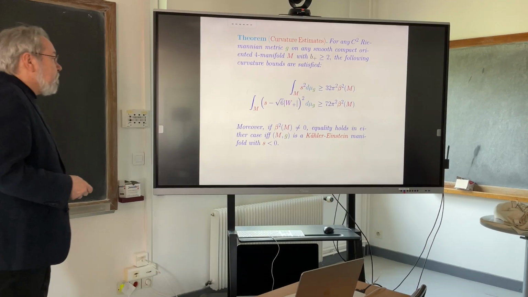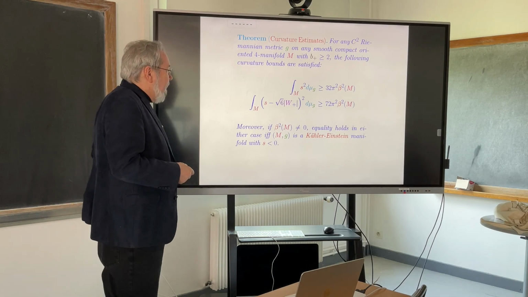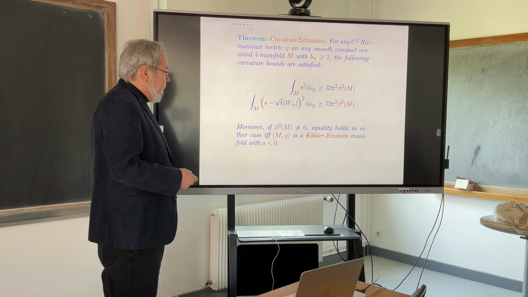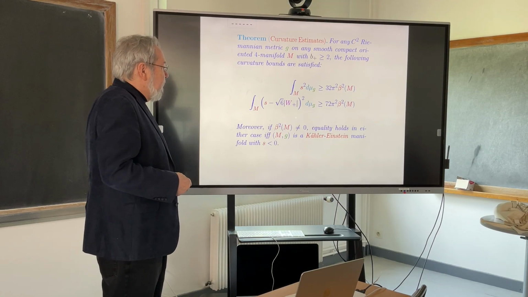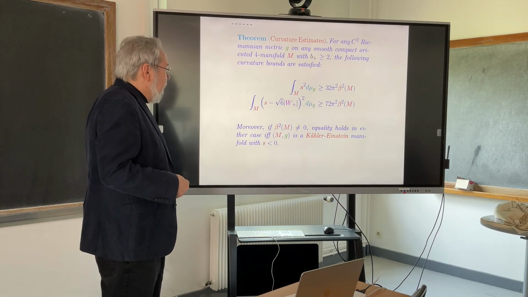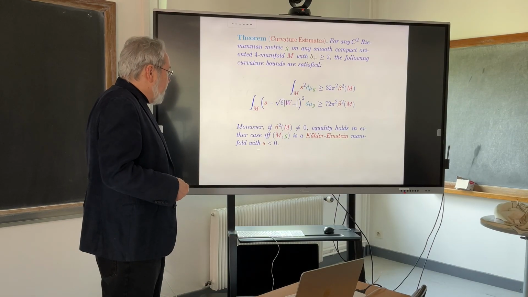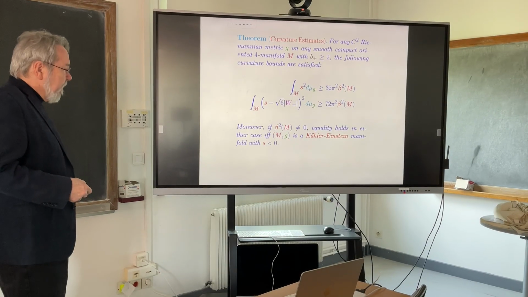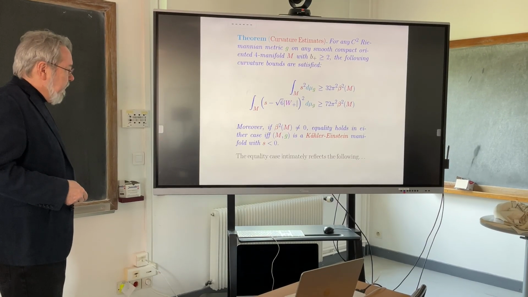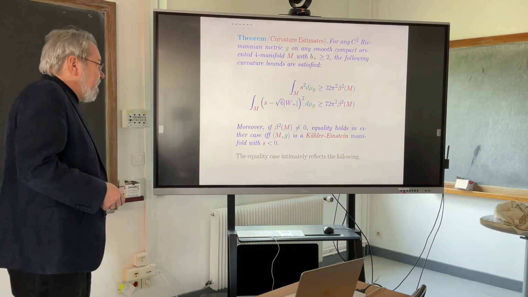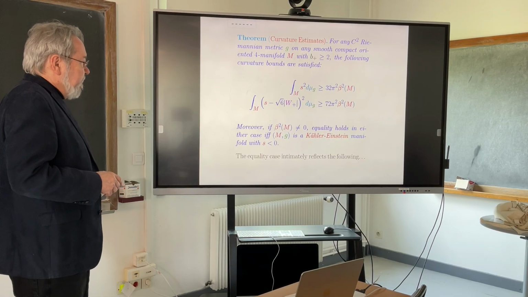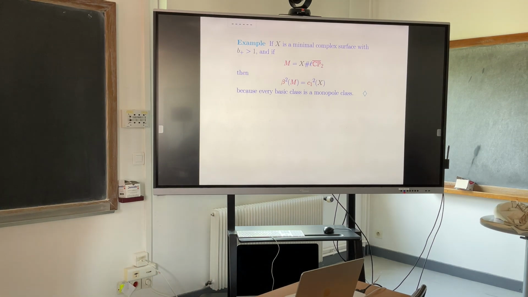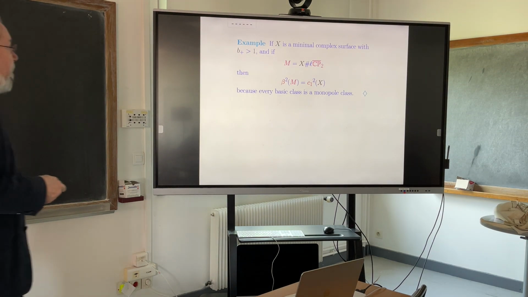And in fact, if you have a metric that saturates either of these two estimates, you can prove that the metric is Kähler-Einstein, and it's a Kähler-Einstein metric with s less than 0 if you're assuming that beta squared is non-zero. So that last case, the fact that this is still sharp in the Kähler-Einstein case, is reflected by the following example. Suppose that you have a minimal complex surface.